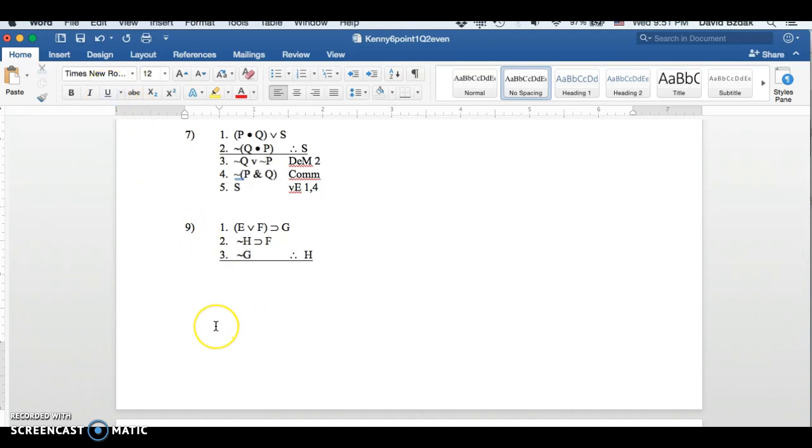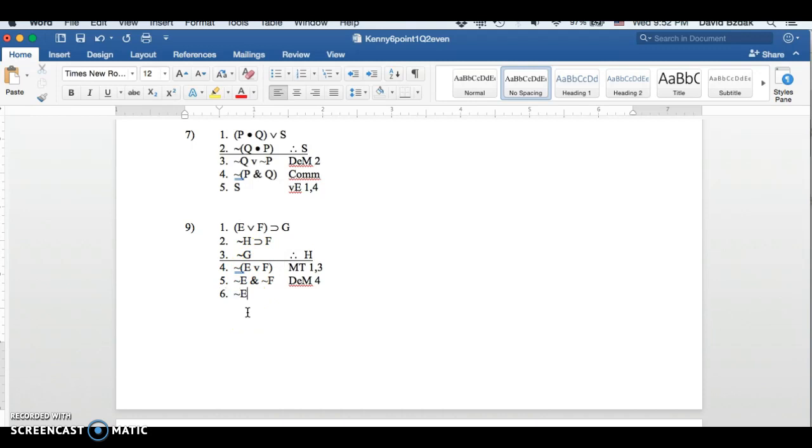Okay, so this will probably be the last one because I only have 15 minutes on this recording and I'm at 13. So let's go quick. Here we need H. We've got a conditional, negation of G. So notice that's the negation of this consequent, so that means we can use modus tollens to get the negation of the antecedent. So again, conditional plus negation of consequent gives us as output negation of antecedent. Now we can do a De Morgan's on that. Right, distribute the negation, change the disjunction to a conjunction.